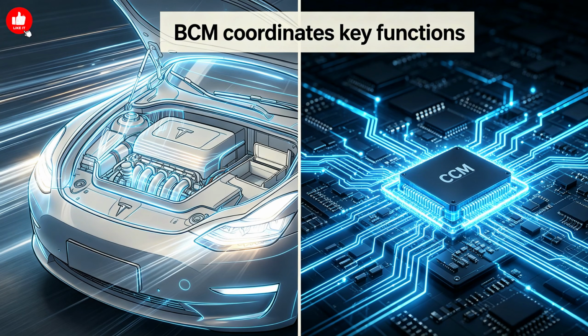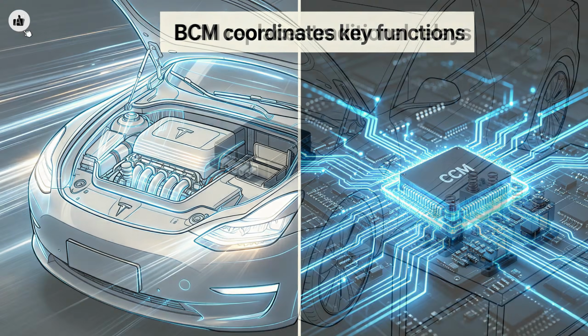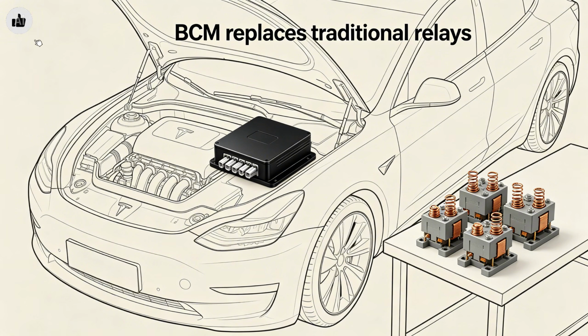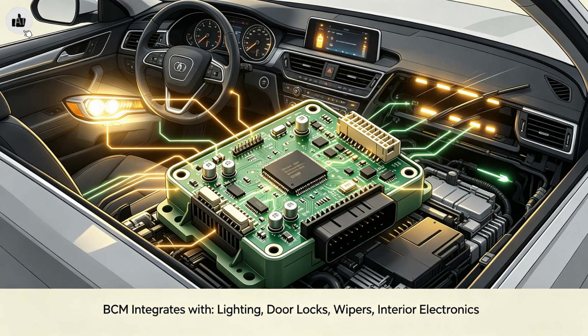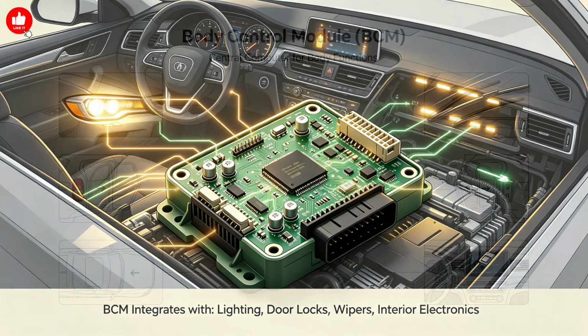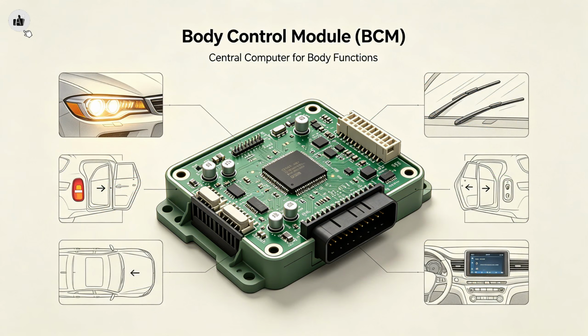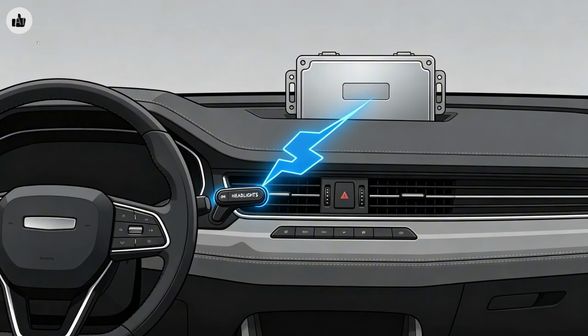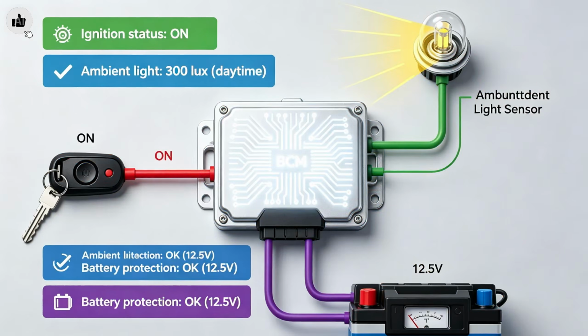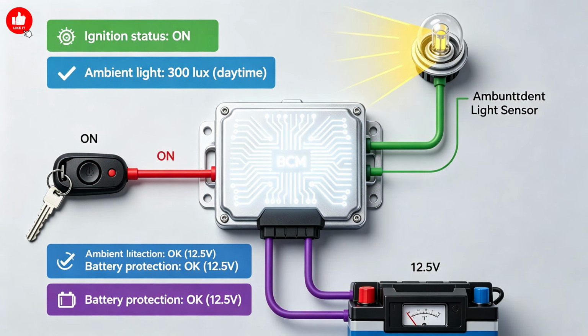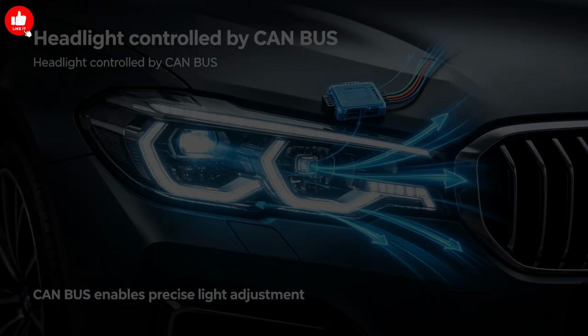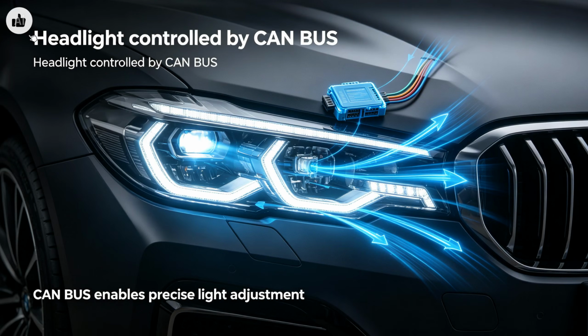We have the BCM, body control module. Modern cars often replace many traditional relays with a body control module, or BCM. The BCM is a computer dedicated to body functions such as lighting, door locks, wipers, and interior electronics. In many modern vehicles, the headlight switch is now just a signal input. The BCM receives the request, checks conditions such as ignition status, ambient light sensor, and battery protection, then commands the appropriate lighting output. In some vehicles, it uses the CAN bus lighting control.